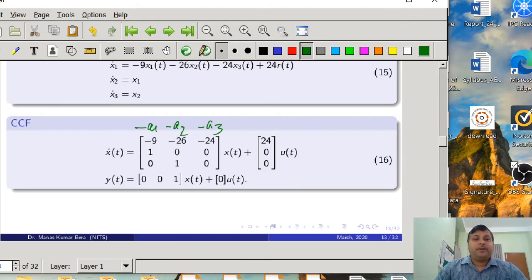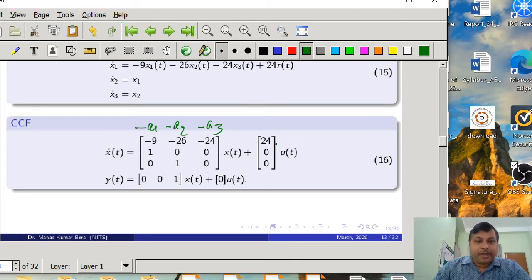And here we are correlating the transfer function with the state space model, because on some occasions the transfer function will be given to you directly, and you have to write the controller canonical form by identifying the coefficients of the characteristic polynomial.